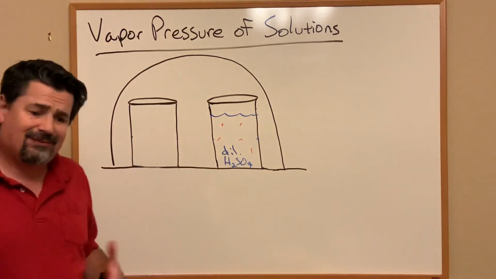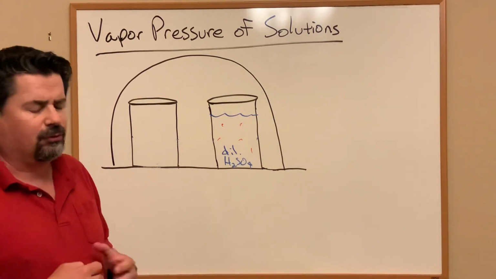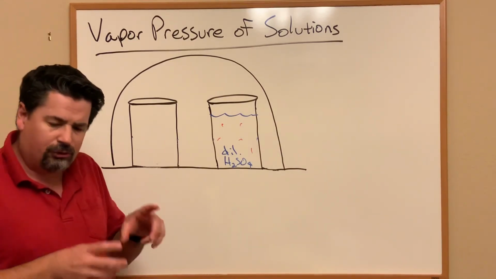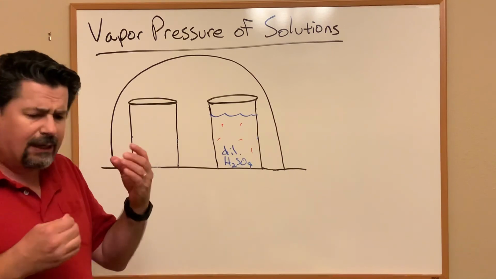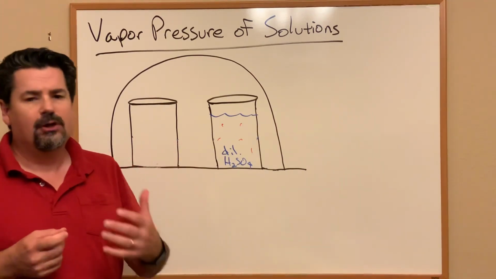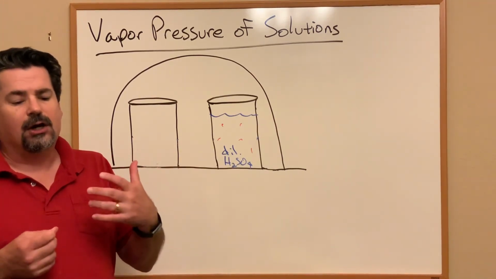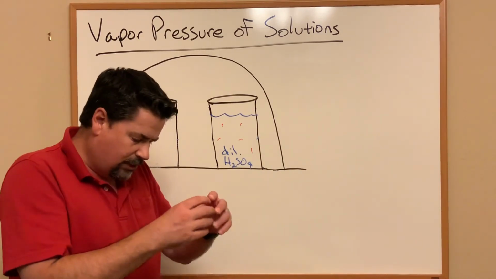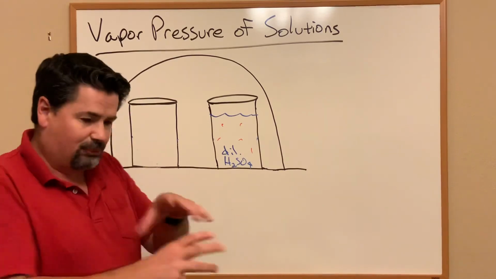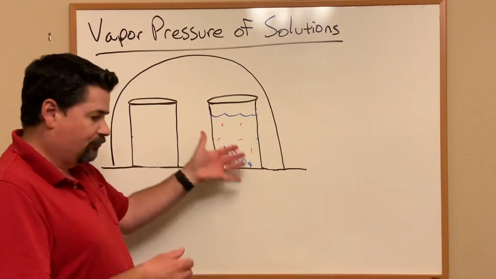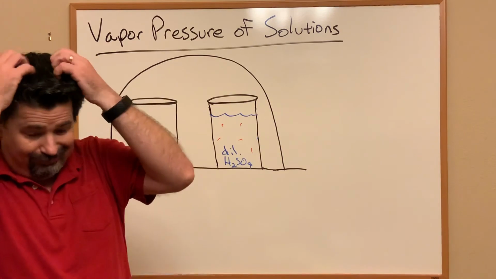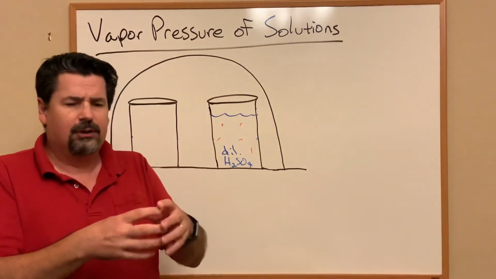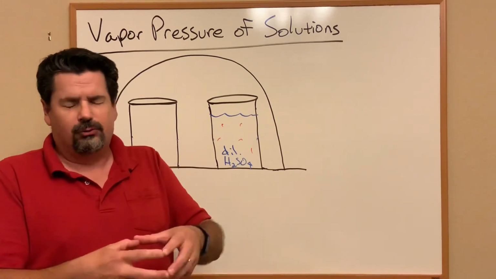Now, why does this happen? Well, let's think about it for a minute. Let's take a look at just a small volume of the pure water, and there's going to be a vapor pressure associated with the pure water. Now let's take the same volume of a solution, sulfuric acid or sodium chloride, whatever. In that volume, there's actually fewer water molecules.